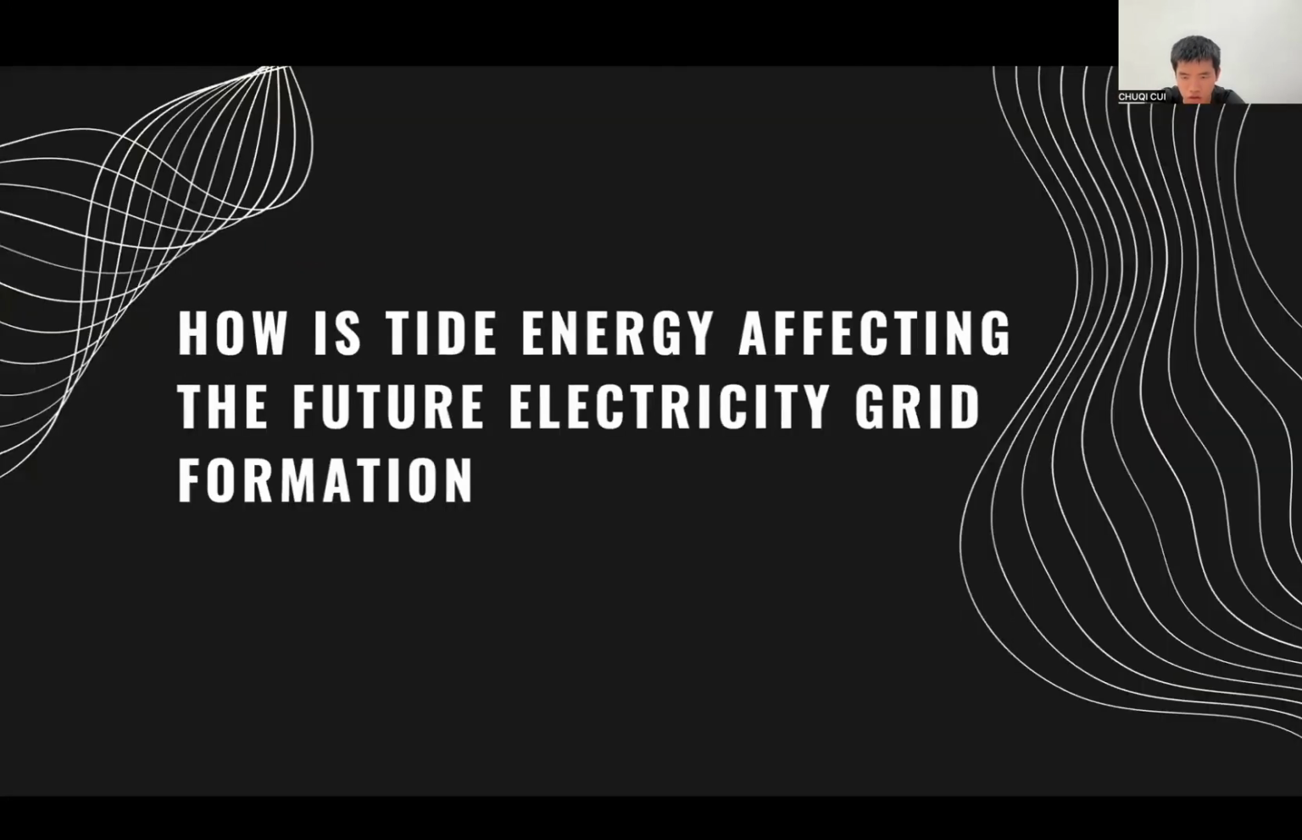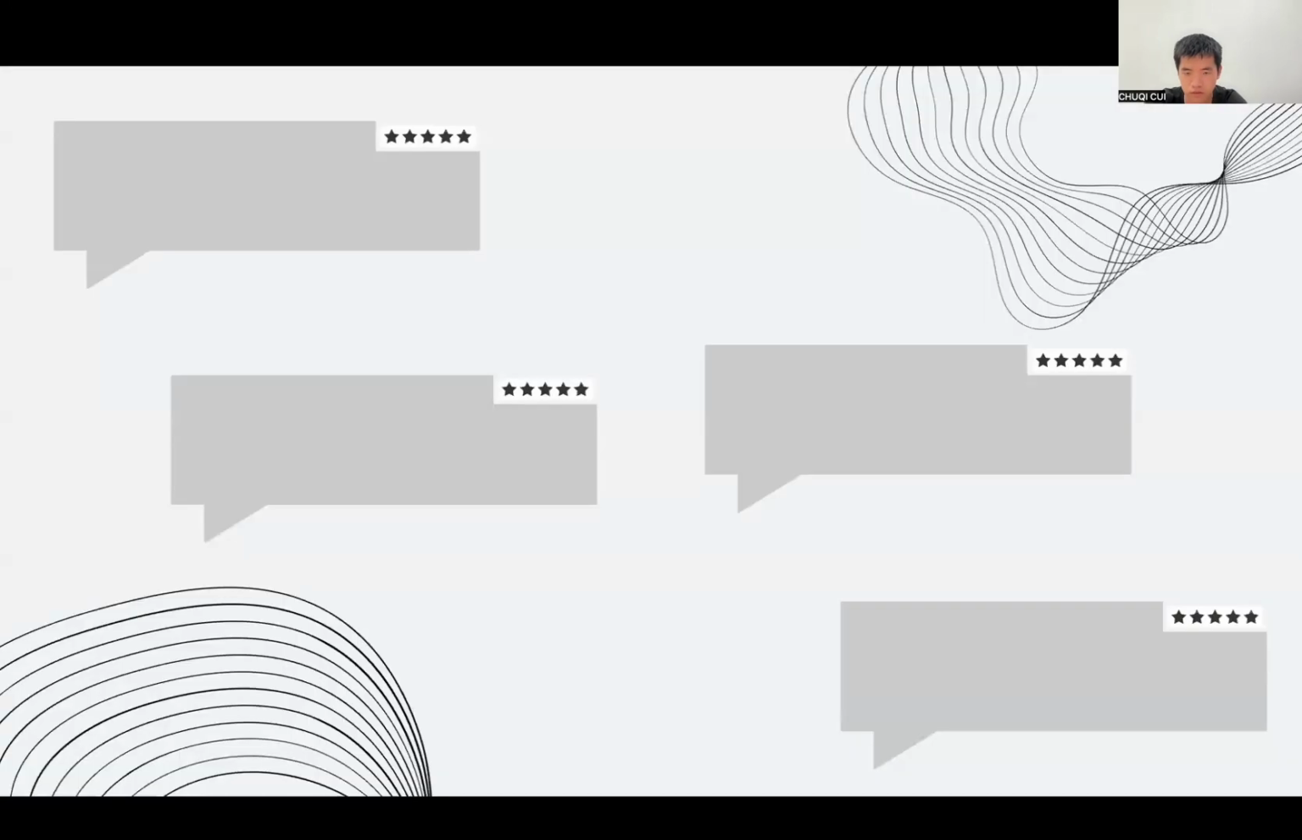And next, I want to talk about how tide energy is affecting the future electricity grid formation. Firstly, tide energy can play a role as a supplement of energy sources. This kind of energy can be supplementary with other kinds of energy sources like solar energy, wind energy, and so on. Diversification of energy sources can make the electricity grid more reliable and stable.